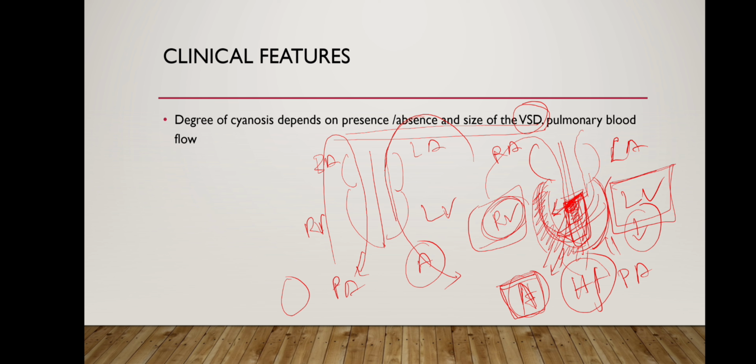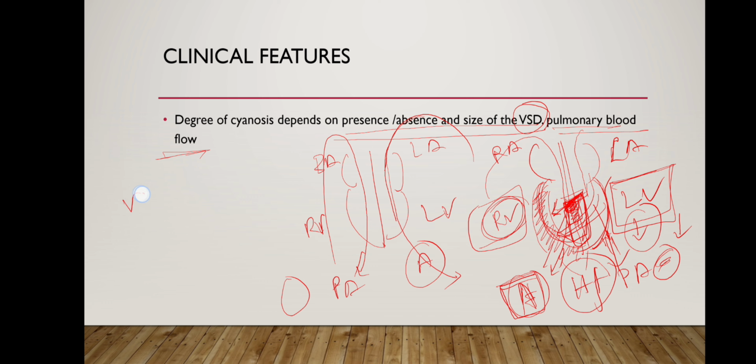And also the cyanosis depends upon the pulmonary blood flow. If pulmonary stenosis is there, then a small amount of blood enters the lung, and this small amount of blood getting oxygenated means decreased oxygenation, so there is a chance of cyanosis. So this is the main pathology and main clinical features.